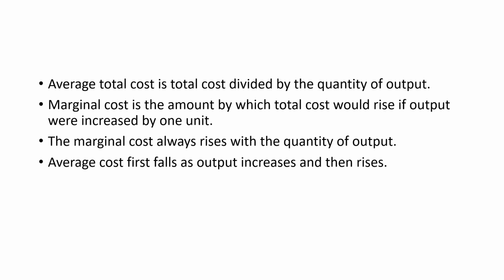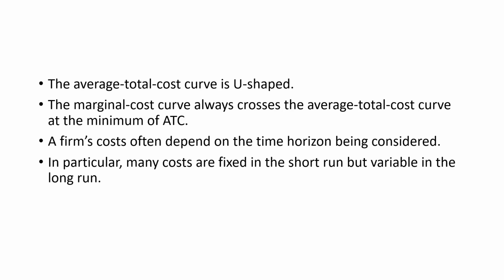Average total cost is the total cost divided by the quantity of output. Marginal cost is the amount by which the total cost would rise if the output were increased by 1 unit. And the marginal cost always rises with the quantity of output, and average cost first falls as the output increases and then it starts to rise. Then the average total cost curve is U-shaped. The marginal cost curve always crosses the average total cost curve at its minimum.